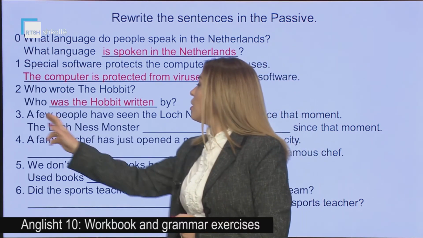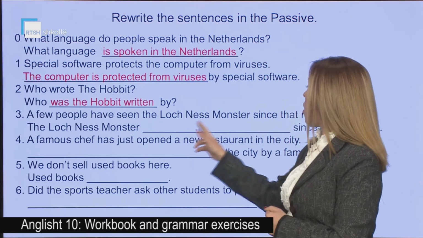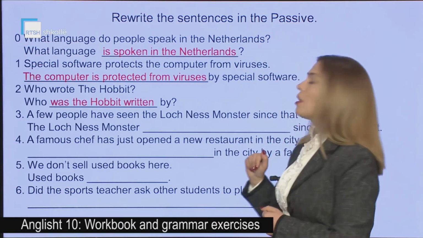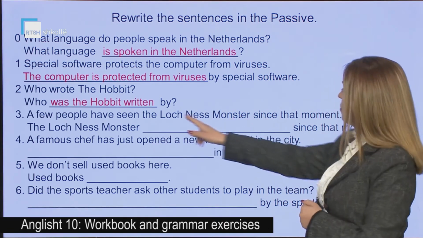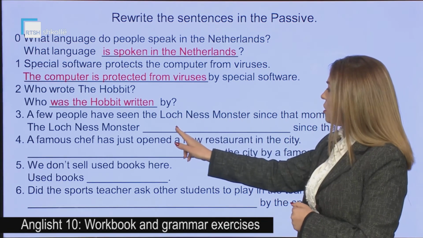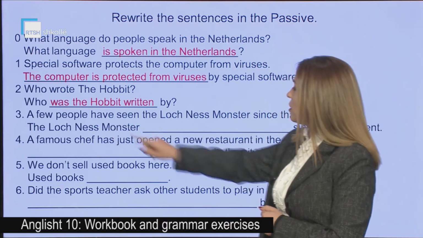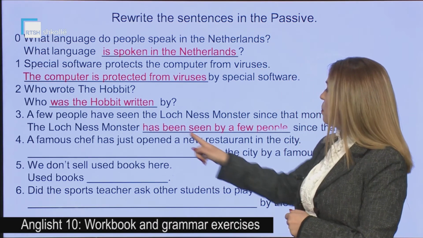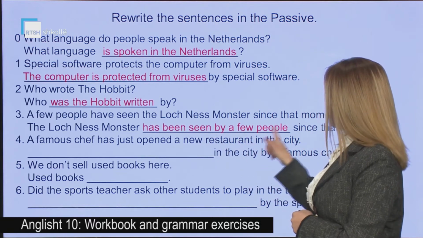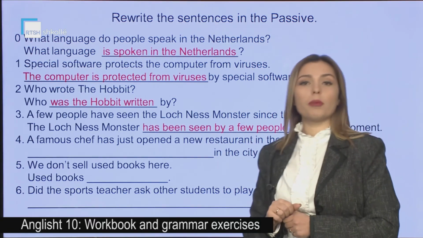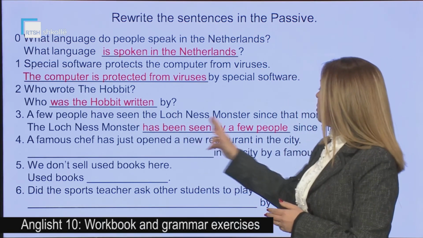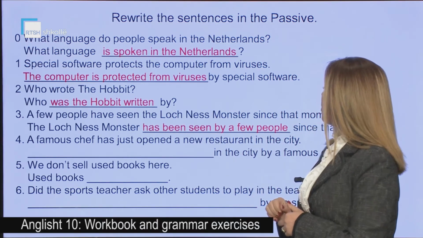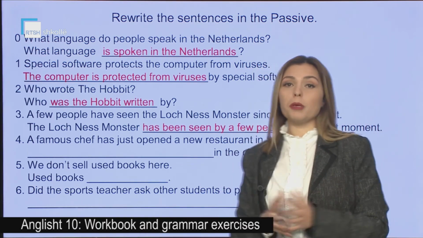Number 3. A few people have seen the Loch Ness Monster since that moment. The Loch Ness Monster, this is how it starts, present perfect, has been seen by a few people since that moment. We said we've got the present perfect, and by who? By the people, by few people.